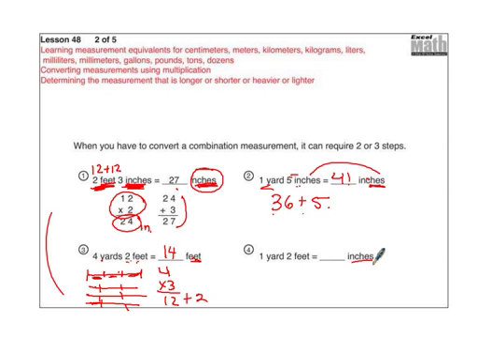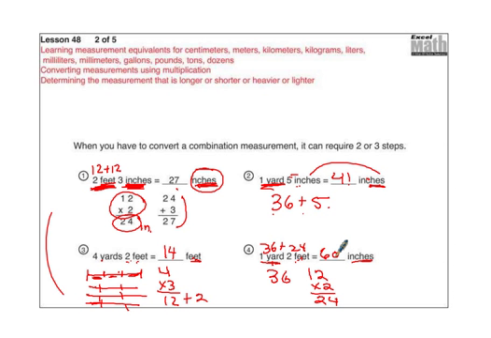1 yard, 2 feet equals how many inches? Well, I have to change this into inches, which I did up here. 1 yard is equal to 36 inches. 2 feet is how many inches? I already did that over here. 2 feet into inches. That's 12 times 2, which is 24. So I have 24 inches here. I have 36 inches here. I have to add them together, and I get 60 inches altogether.